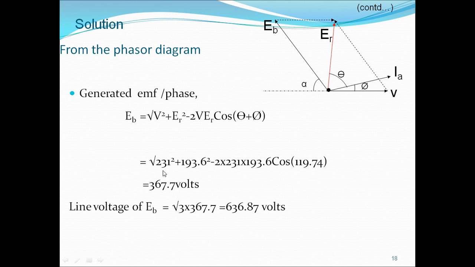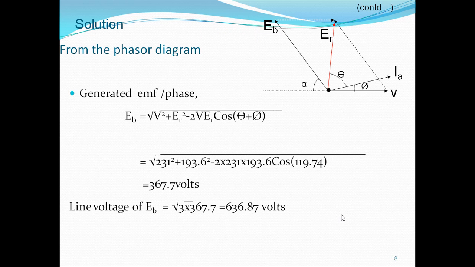And this is the phase value. We have to convert this into line value, that is, multiply with root 3. So that is root 3 into 367.6. So that value is 636.87, the line voltage of EB. So we calculated the back EMF. He told us to calculate the generated EMF line value.